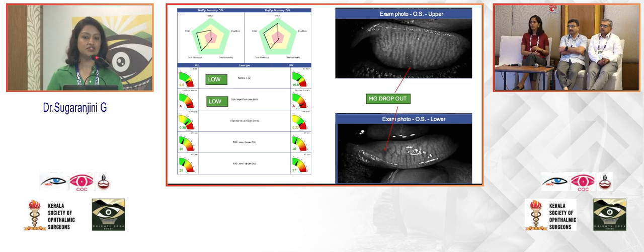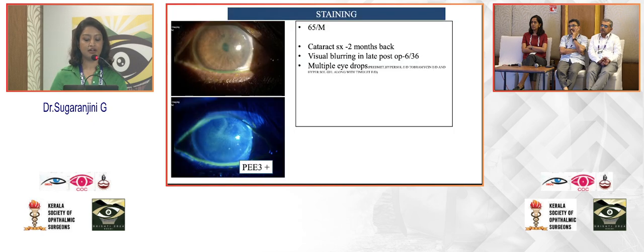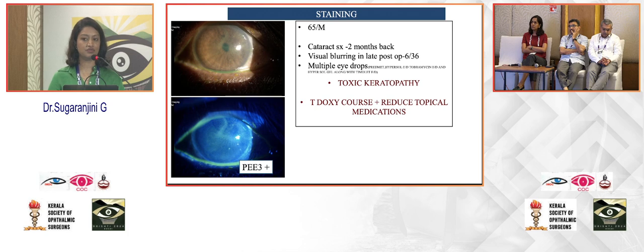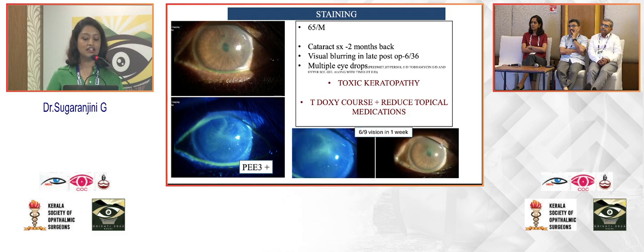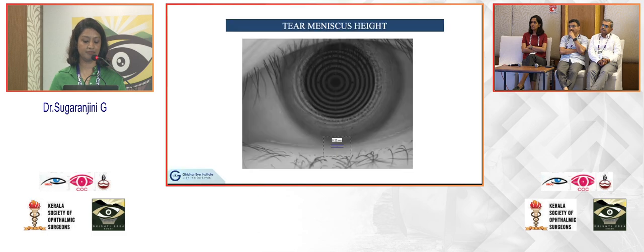So in patients, even pre-operatively, before your cataract surgery, it would be advisable, if you do have a meibography, do it to know the meibomian gland health. We prescribed him a course of doxycycline antibiotic, and by simply reducing the topical medications that he was on, he improved remarkably, and his vision improved to 6/9 within 1 week. And we can see that the PEEs are clearing.